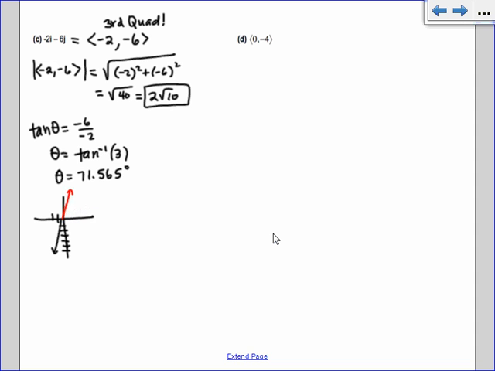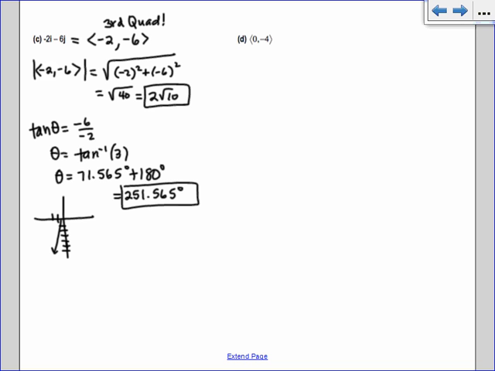So what I need to do is, instead of rotating all the way around 360 degrees, I actually just need to add 180 degrees. So when I do that, I get 251.565. So that's the theta that we're actually looking for. So be really, really careful.